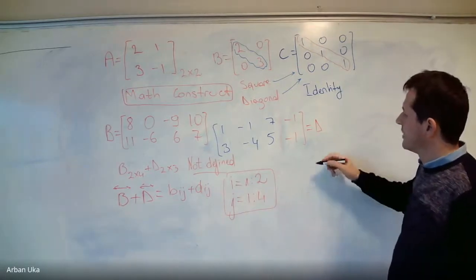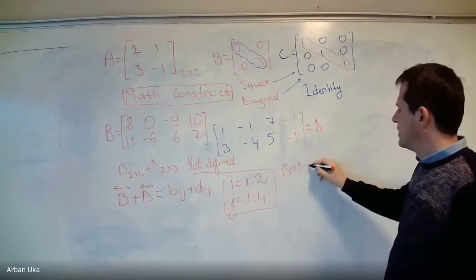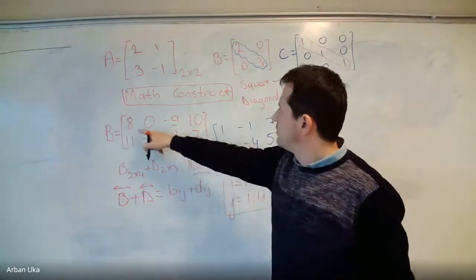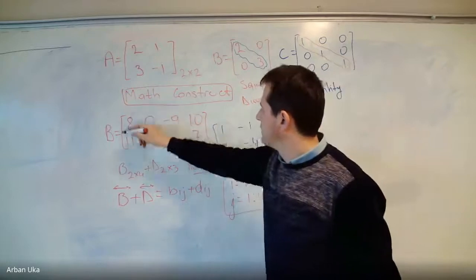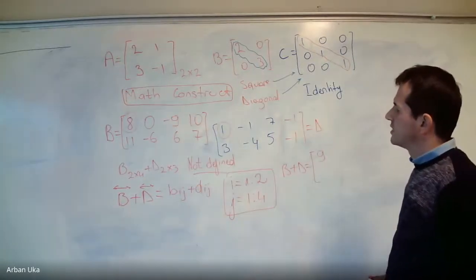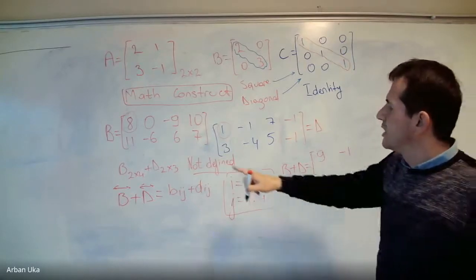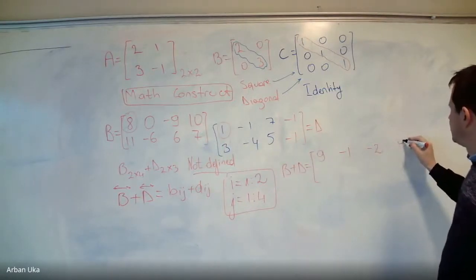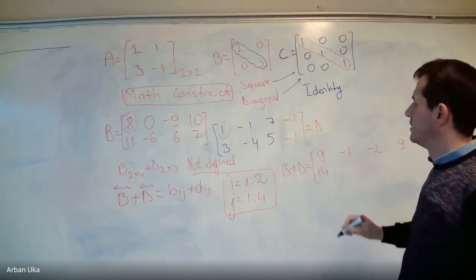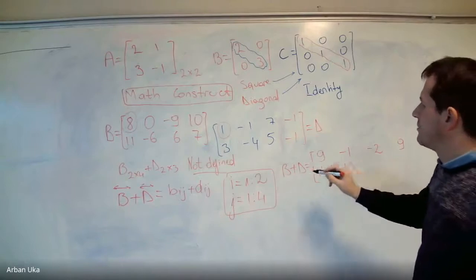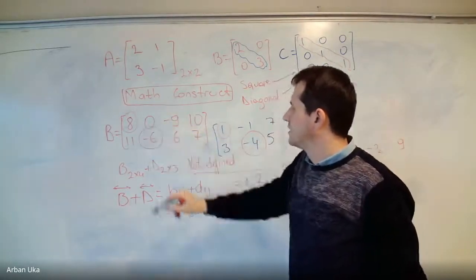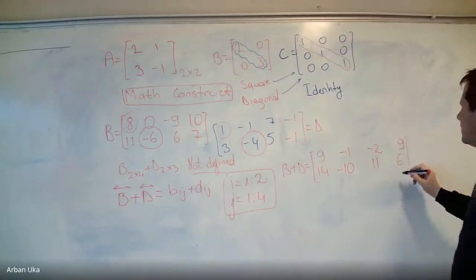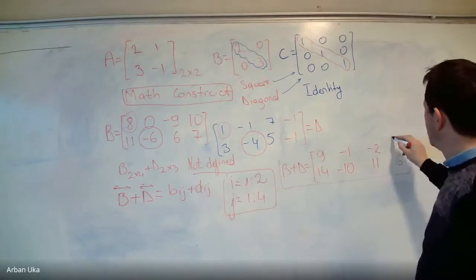For example, if you want to add B plus D, to find element 1, 1, we add B11 plus D11. So we just add these two numbers. We have 8 plus 1, we get here 9. The next element is 0 minus 1, we get -1. Then we have this element plus this one, it's -2. And the rest is 9. Then we have 14, -10, because we have this entry and this entry. Then we get here 11, and then we have 6. Okay, so this is how we define the addition of B and D.